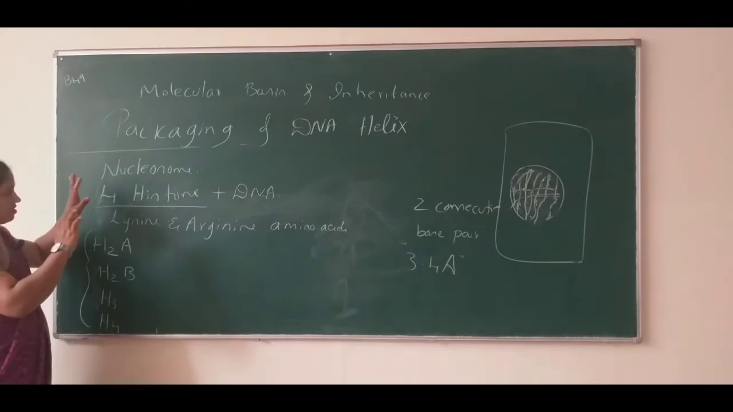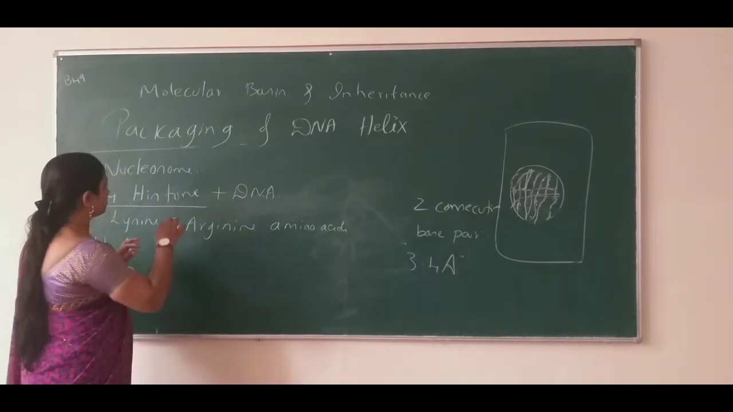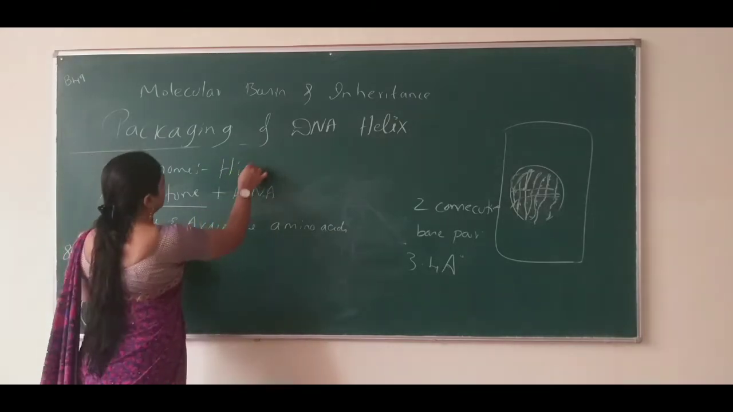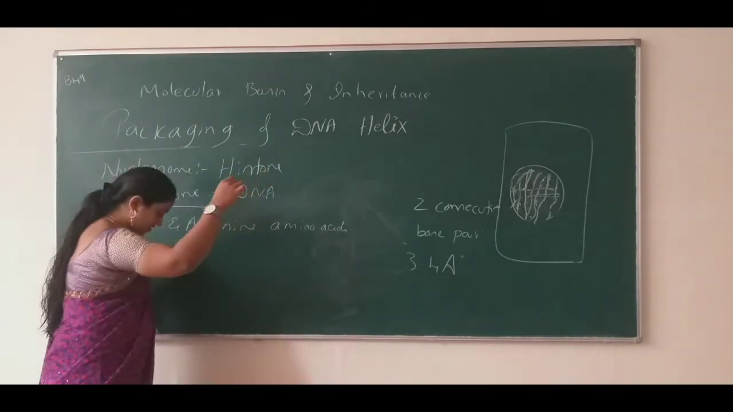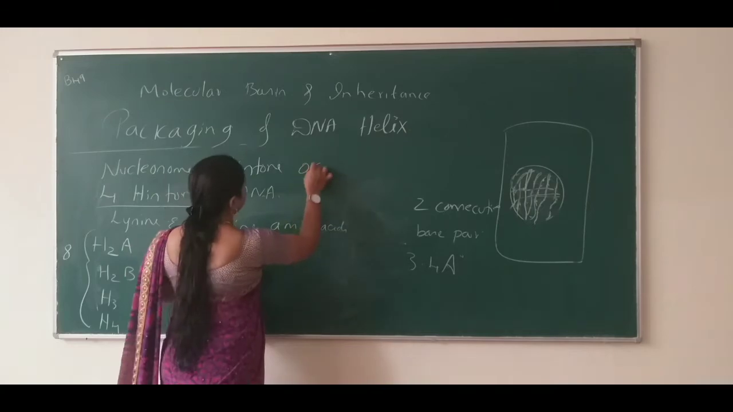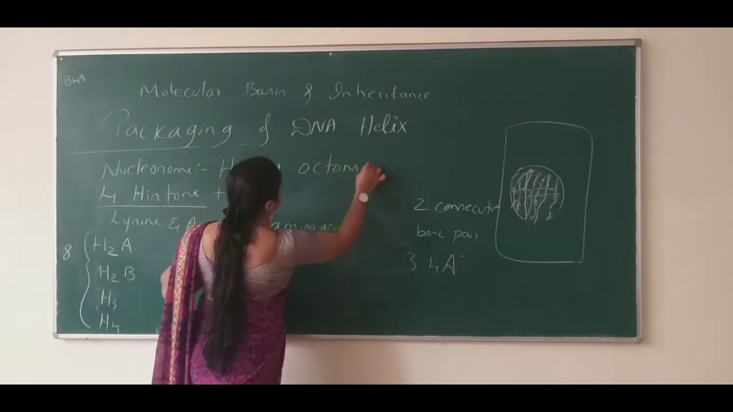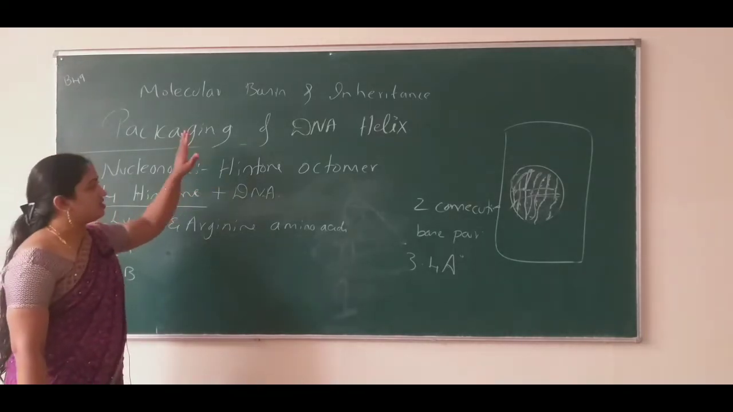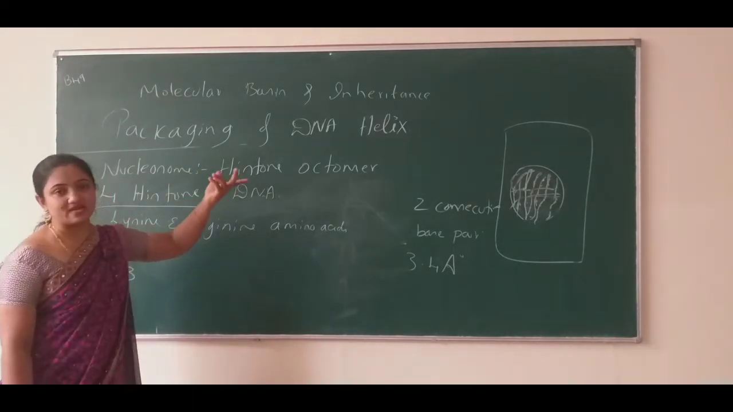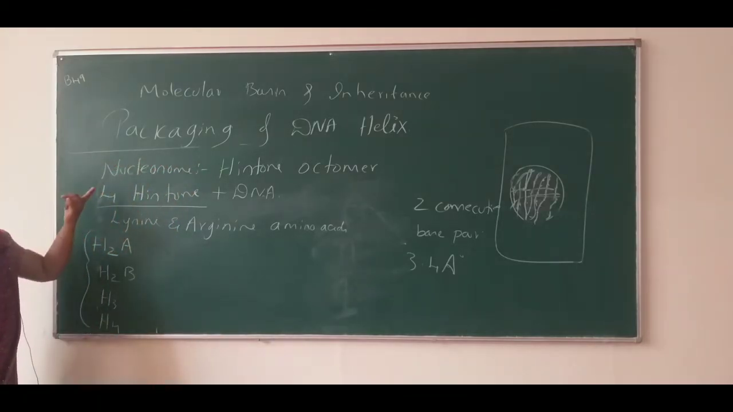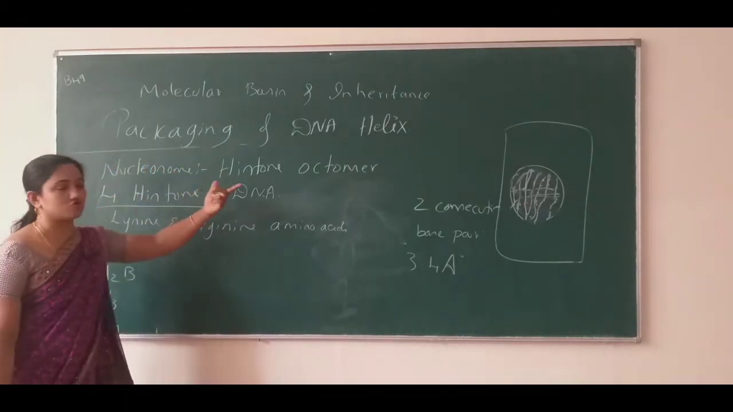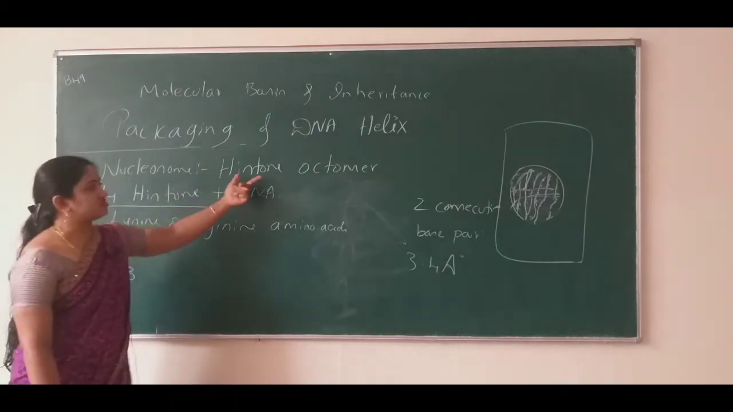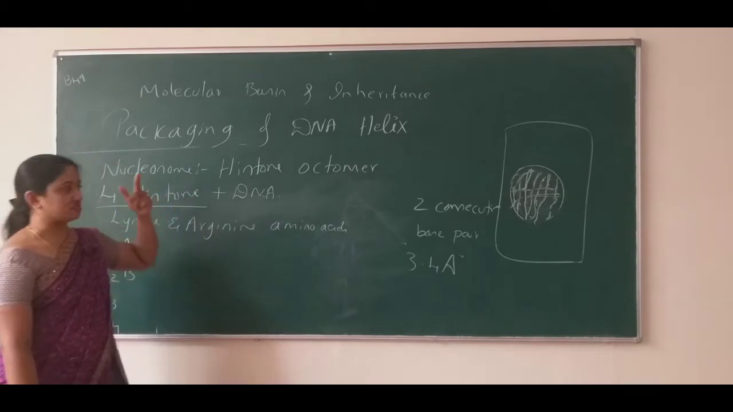So in theory we call this the histone octamer. Why is it a histone octamer? Because the histone proteins are 8 in number. That's why we call this a histone octamer. Where is it present? It is present in the nucleosome. With the histone octamer, DNA is also present.